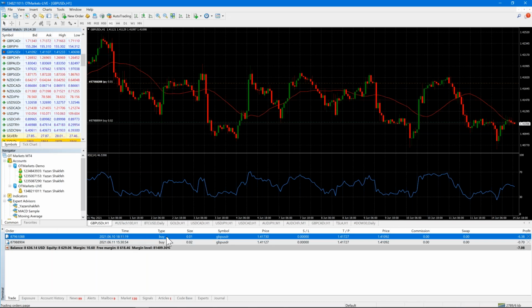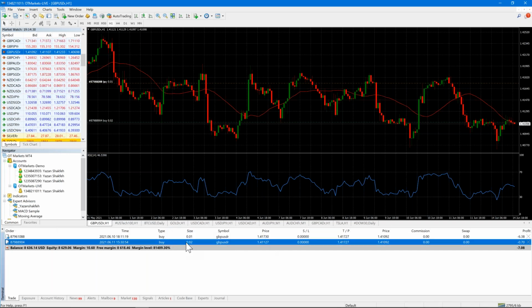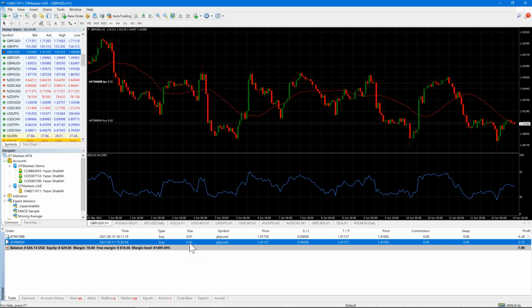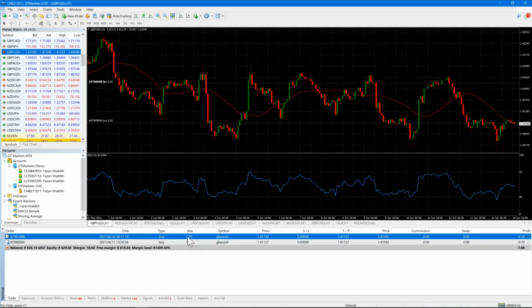So I started, as you can see, with 0.01 at price 1.4173. And then when the market went against me, I just made another buy, which is 0.02 after 60 pips, and the take profit now becomes the price of the first one. So in this case, if the market goes with me now, I will make a profit with the second position, and the first one will be break even. So the total will be a profit.